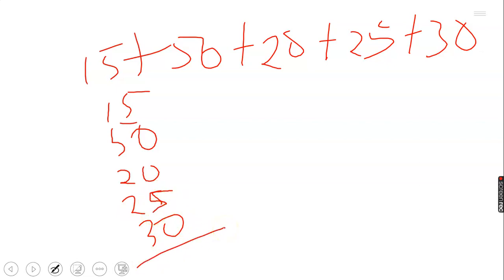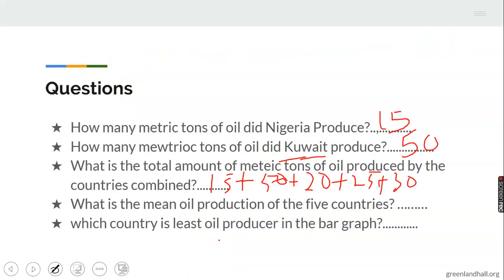What do you have? Total? Good. I'm waiting. Total is what? Good. 140. We have 140 as the total. So the question says, what is the total amount of metric tons of oil produced by the countries combined? So we have 140 metric tons of oil. Is that okay? All right.